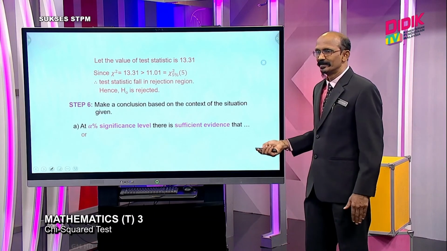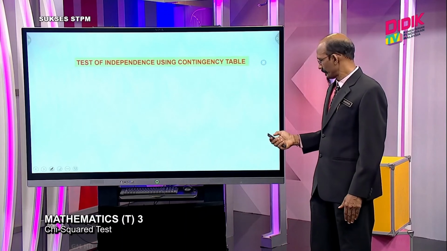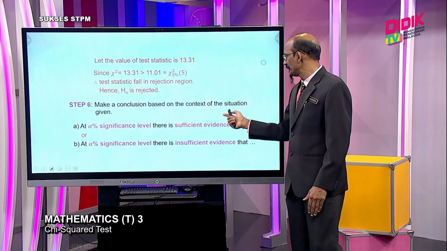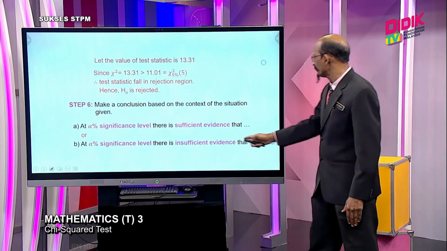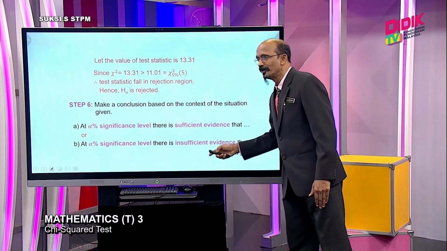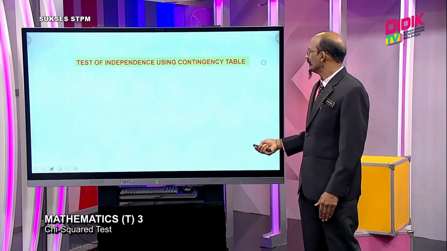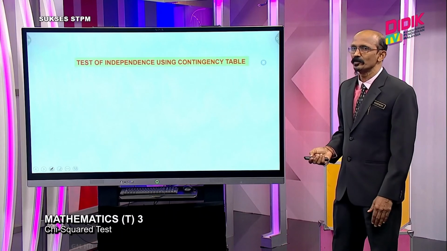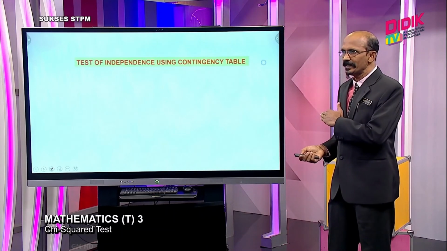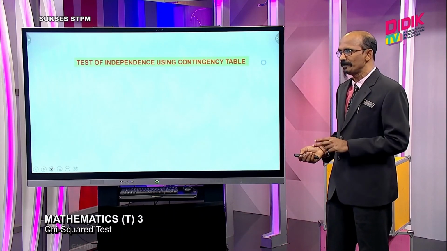Okay, I can write something like this: at the significant level, there is insufficient evidence. Only these 2 words can be used. No other word can be used. Then the test of independence in a contingency table is basically testing the relation between 2 variables.